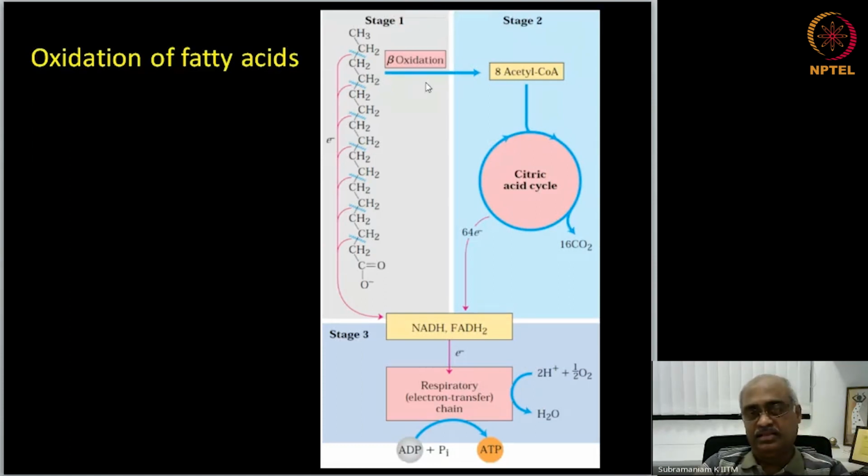This is stage 1, and the acetyl-CoA produced thus will enter the TCA cycle and get completely oxidized into carbon dioxide. The reducing equivalents will move to the 3rd stage, which we are already very familiar with, which is the electron transfer chain on the mitochondrial inner membrane. So we'll focus on this beta oxidation as the main theme today.